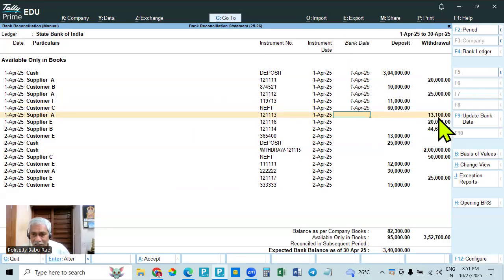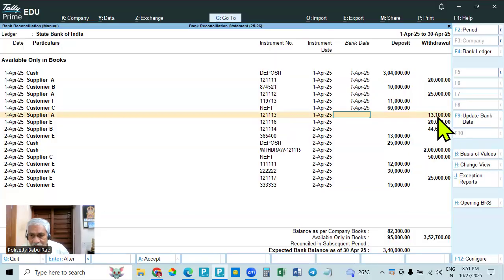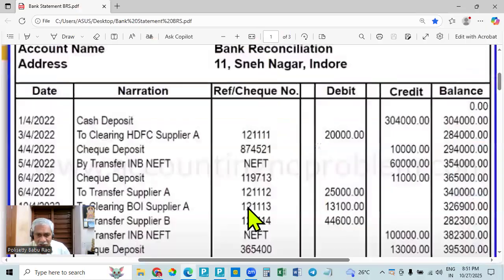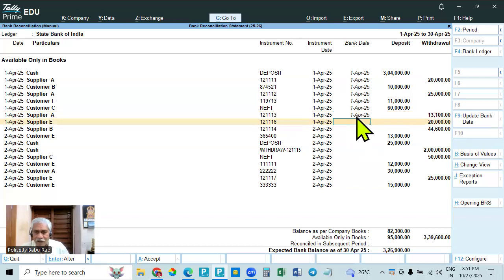Next one. 13,000 rupees is credit, one issued the check. That is, we issued the check, withdrawal. So here, 13,100. So it is available, 13 number. Check number 13. We issued the check, it is debited. So that is 1/4. You take 1/4 only.